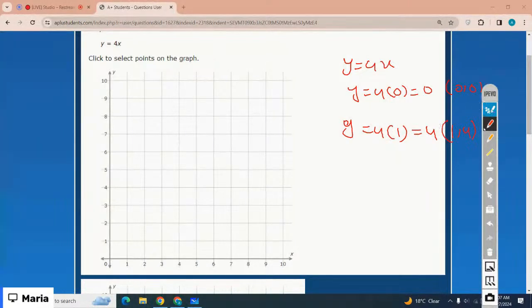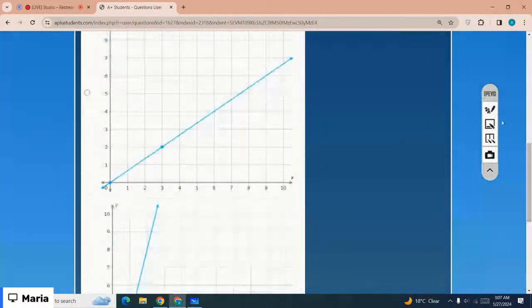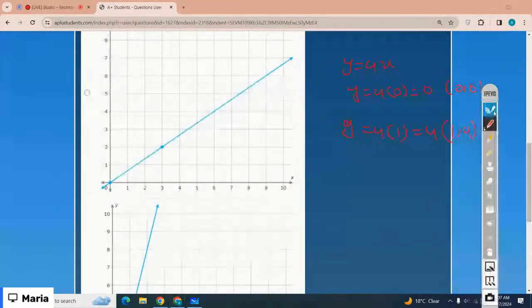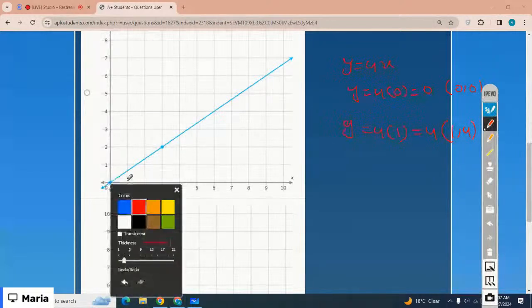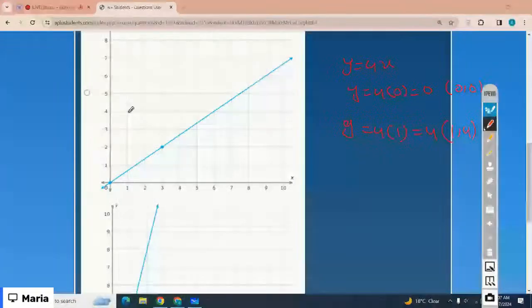So let's see which graph is the correct one. Here is the first graph. The graph starts through 0, 0, right? When x is 1, y is 4. No, you don't have any point. You must have a point here. That means this isn't the correct option, right?